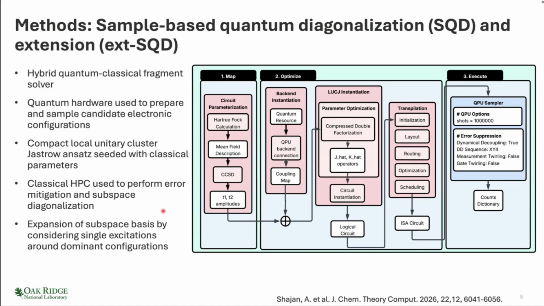And there's an extension here called the extended sample-based quantum diagonalization. What's going on in that algorithm is, in addition to the sampled states after configuration recovery, in order to better give coverage over states that give support to your ground state, you'll take the states you get from the quantum sampler plus cleanup, and then look at, in addition to those, single excitations around the dominant configurations coming from pre-diagonalization of those states.